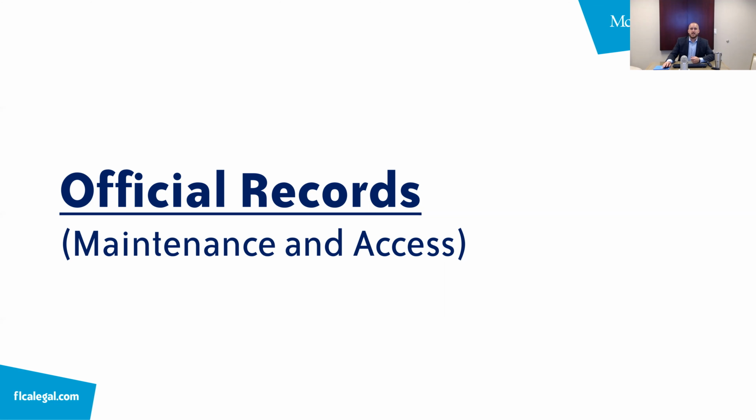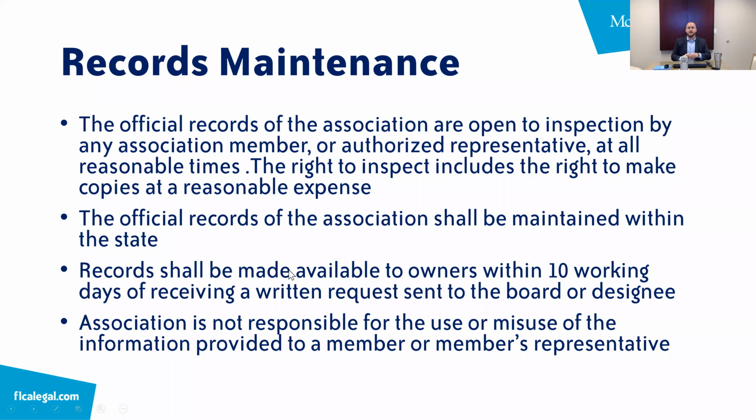All right, so I'm going to get us through our last kind of big section, which is the official records, and this one should go a little bit quicker. The main thing is record maintenance. The official records of the association are open to inspection by any association member or authorized representative, at reasonable times. The right to inspect includes the right to make copies at a reasonable expense. The official records of the association shall be maintained within the state.